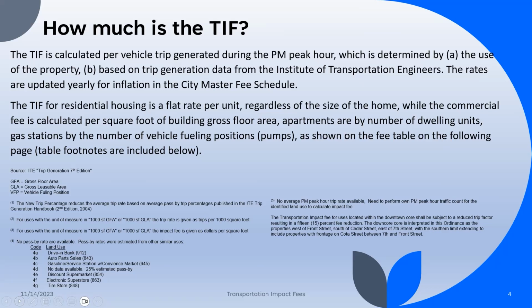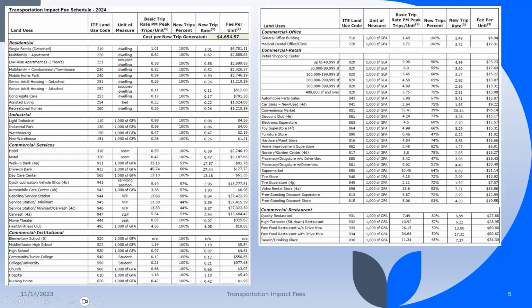That's per gross floor area, apartments by number of dwelling units. Gas stations are by the number of vehicle fueling positions. That's what they call it in the ITE. It's the number of pumps, right? Anyway, I have the table on the next page, and these are just some footnotes on the table that guide you on what some of the acronyms are and that sort of thing.